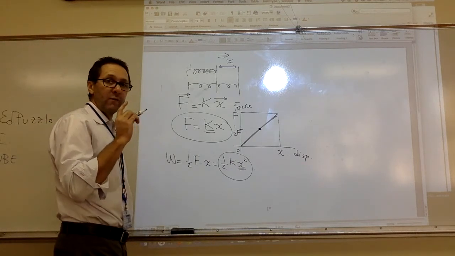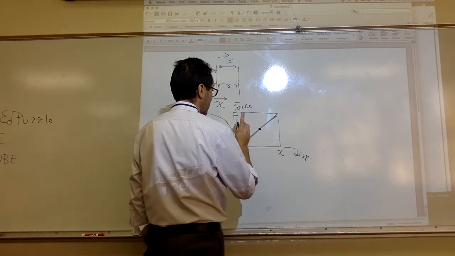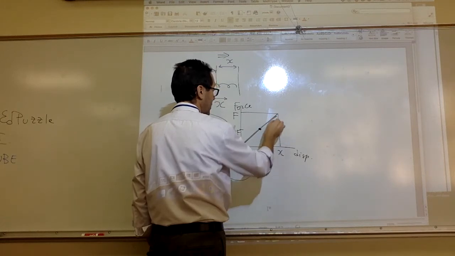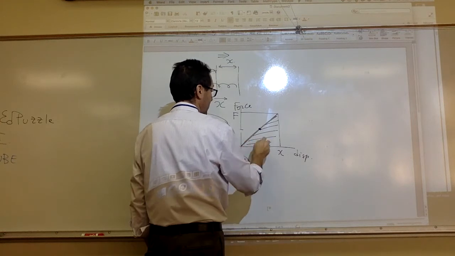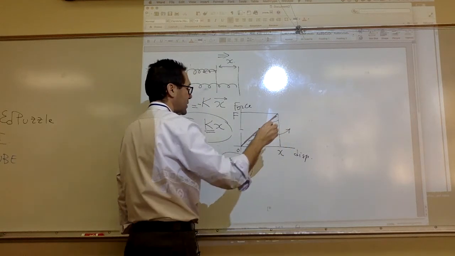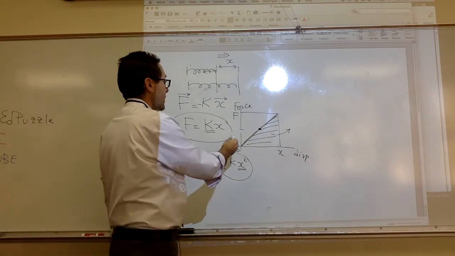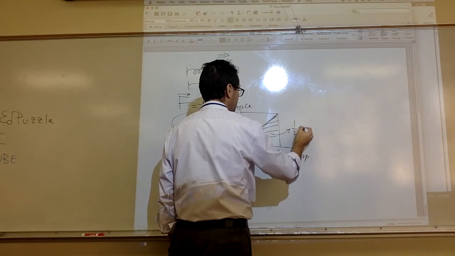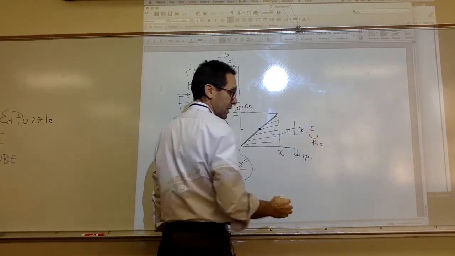Now, for any variable force, in order to find the work done to stretch a certain amount, all you have to do is find this area. You can do this in calculus, but I'll show you a quicker way. To find this area, it's just the area of a triangle, so it's one-half base times height, and this F is k times x.